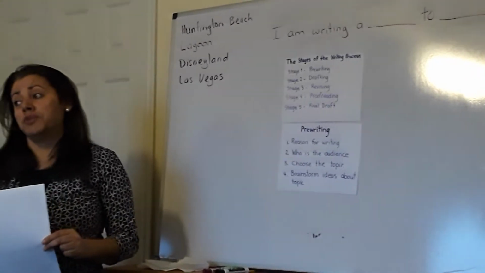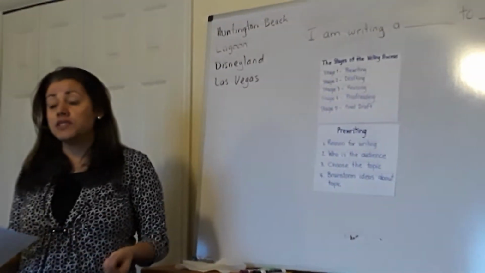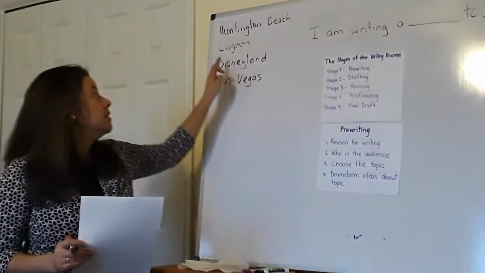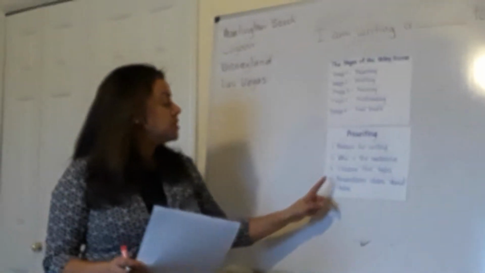What is the letter you're going to be writing about? Is it going to be about Las Vegas, your trip to Las Vegas? So go ahead now and choose the topic, okay? And write that down on your piece of paper. Great. All right, now we go on to step number 4.